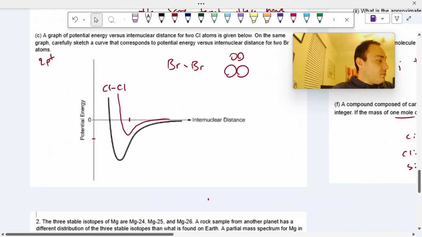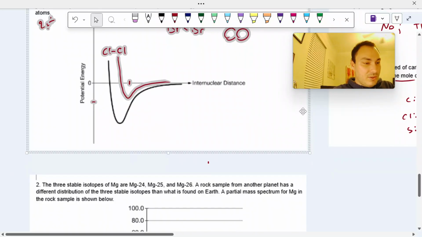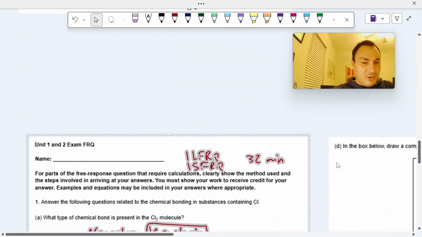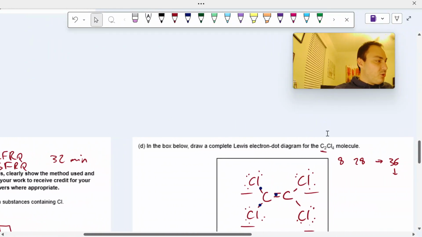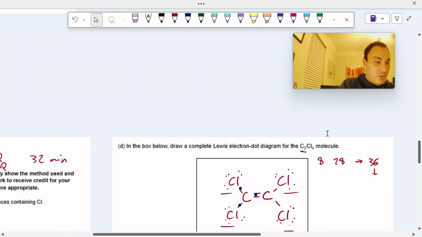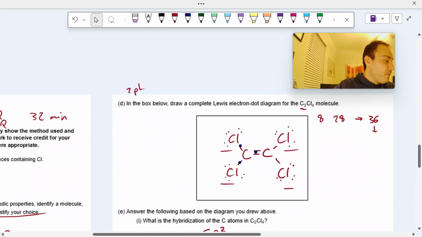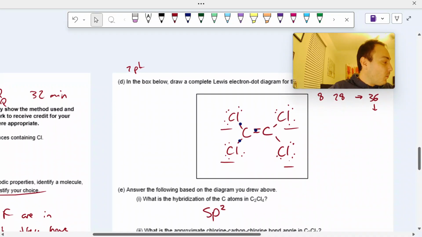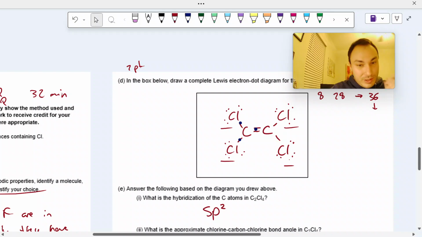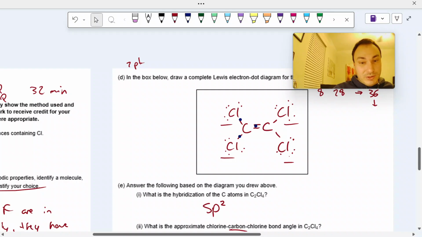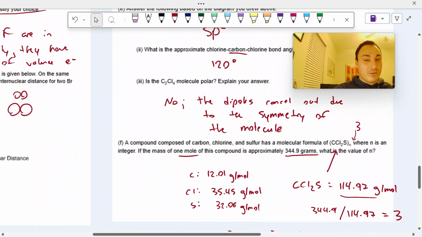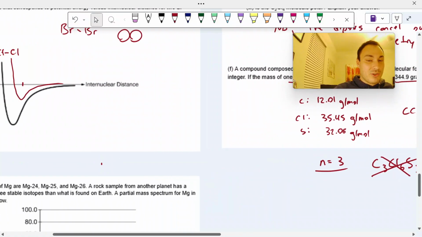All right, let's continue. Was that actually all of the first one? That was all of the first one. There's another 2-pointer in there. Where is the other 2-pointer? Oh, this one was a 2-pointer. The drawing one was a 2-pointer. You got 1 point for the correct number of electrons and 1 point for the correct structure. So I'm glad we double-checked the electrons because there's a point associated with putting down the correct number of electrons, regardless of whether we got the structure correct.